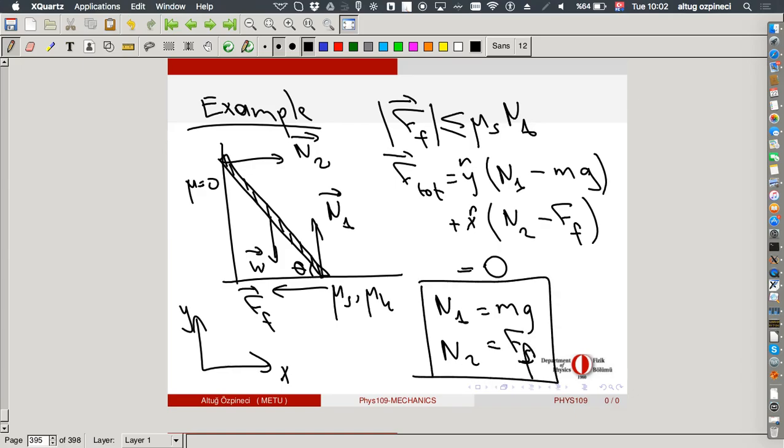Now, by the way, how many unknowns do we have? We don't know N1, we don't know N2, we don't know the friction force. So we have 3 unknowns. Well, we already have found one of them, so we have 2 unknowns left. This is one equation relating these 2 unknowns, so we have to find at least one more equation relating our unknowns. And that would be from the fact that the total torque acting on the system should be 0.